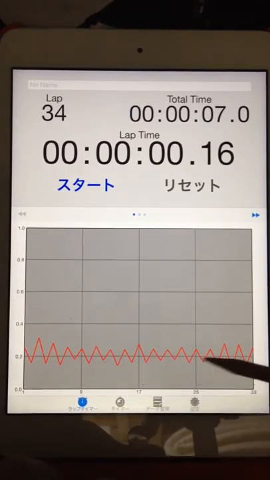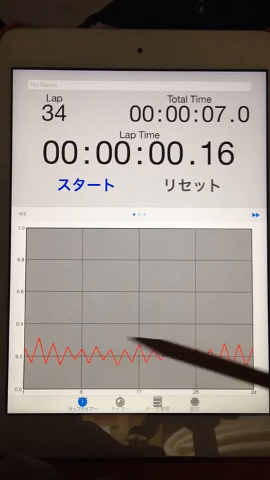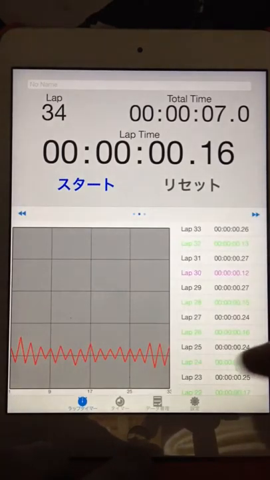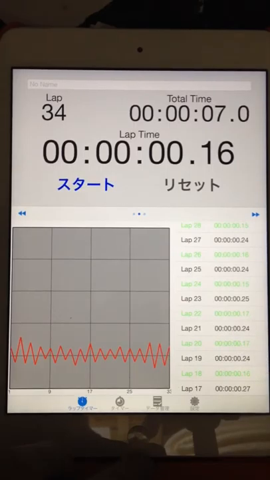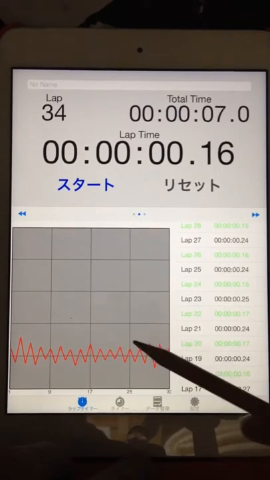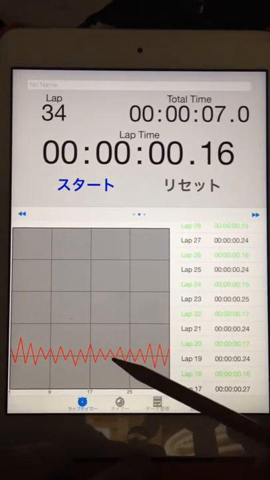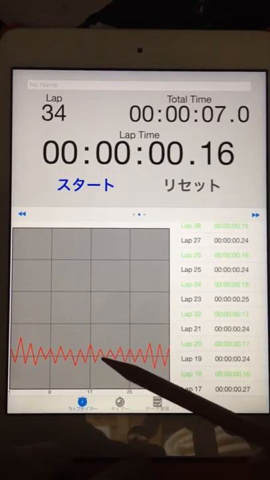Not so even bounce. The smallest, weakest bounce is this. Third beat, 1, 2, 3. The difference is 7. 7 means 70 milliseconds. 7 divided by 4, 1 equals 17%. It means 1/6 bounce.